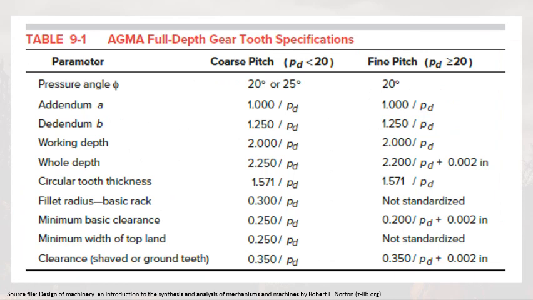The other tooth dimensions are standardized based on the dimensions shown here in this table. This is based on the American Gear Manufacturers Association. So this is the AGMA full depth gear tooth specification for coarse pitch and fine pitch. We can use this table to specify the pressure angle, the addendum, the dedendum, working depth, whole depth, circular tooth thickness, fillet radius, minimum basic clearance, minimum width of top land, and the clearance.